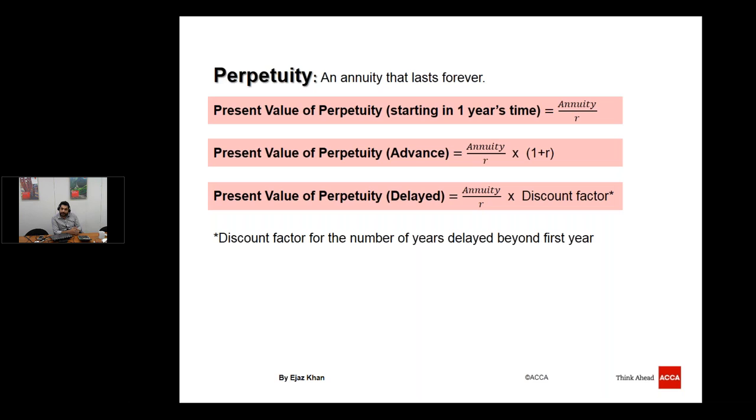Now, how can we calculate the present value of a perpetuity? That is, a cash inflow that is going to be received forever. I'm just trying to derive a formula for calculating the present value of perpetuity, but remember, this is not examinable. The derivation of the present value of perpetuity formula is not examinable. It's just to explain how the formula has been derived so that you know better how to apply this formula in an exam question.